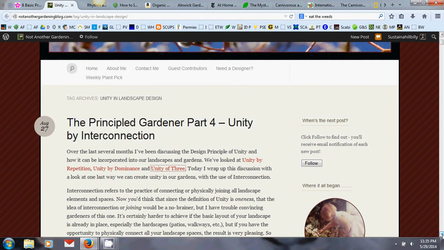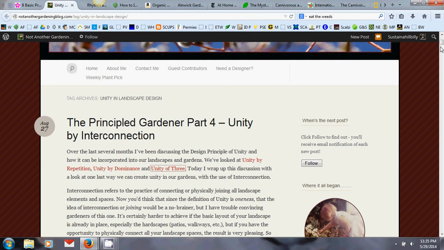But unity is creating a oneness in design, and so a lot of that is balancing things. A lot of it involves the other things that we've talked about, and this person is teaching it from unity by repetition, and we've talked about repetition, unity by dominance, which would be like a focal point. We talked about that a bit in things like contrast and variety. The unity of three, which is the rule of three that we've talked about with using odd numbers in your design.